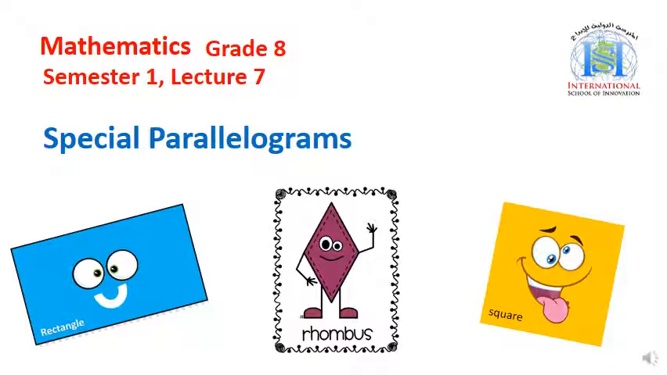Hello, grade 8 students. In this video, we're going to continue our second part of the lesson. In the first part, we talked about the parallelogram and its properties. And in the second part, we're going to talk about the special parallelograms. As you know them, they are the rectangle, the rhombus, and the square. And we're going to identify their properties.